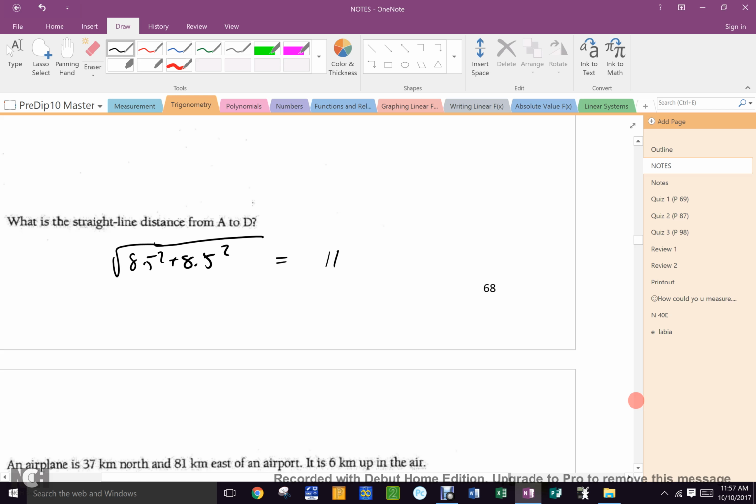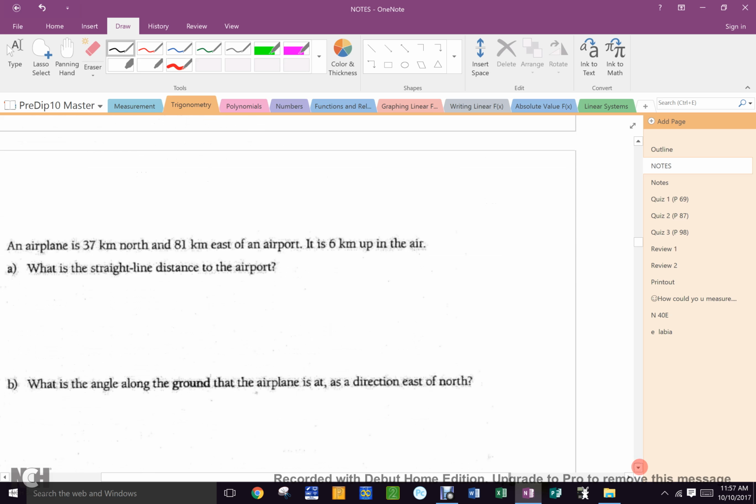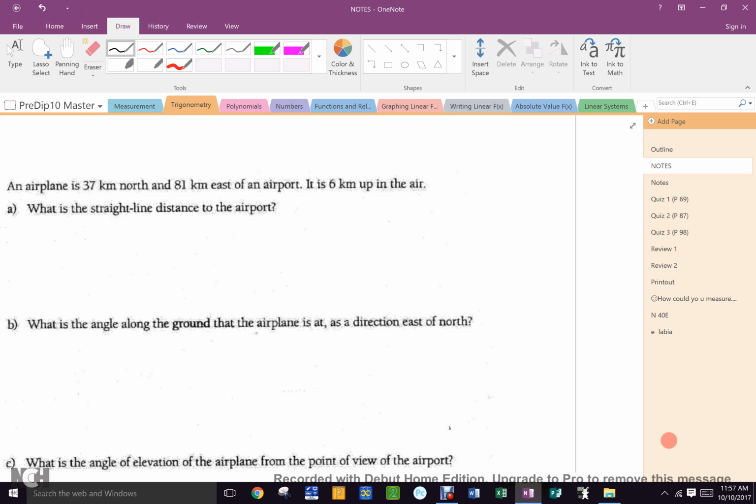Everybody okay with the first page? Lovely. Second page. Oh, wow. This question causes so much trouble for everyone.